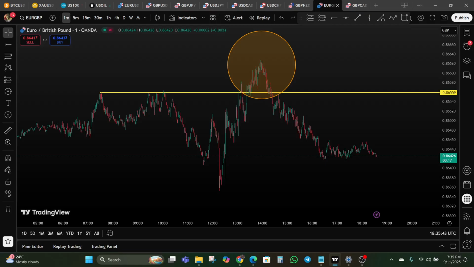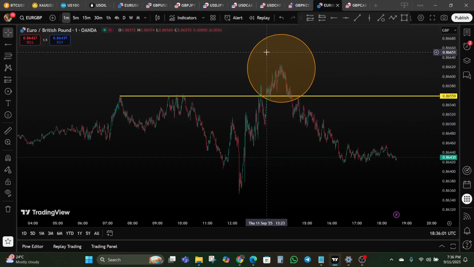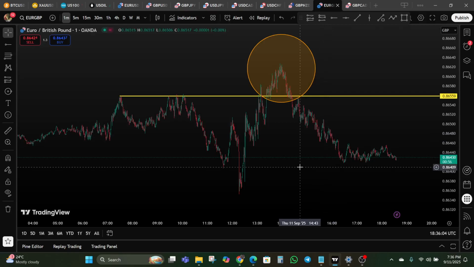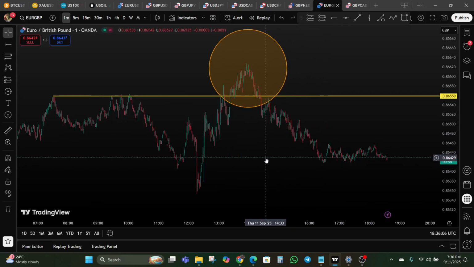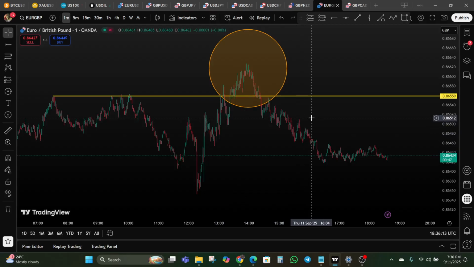Now let us bring in order blocks. These are the last bullish or bearish candles before a strong move, and they serve as footprints of institutional activity. When price sweeps liquidity and then returns to an order block, that is where we look for scalping opportunities.